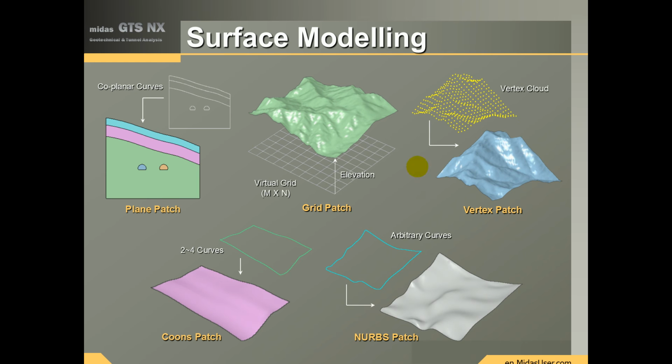For surface modelling, we can create highly irregular 3D surfaces representing actual ground topography and stratigraphy. This can be created within GTS from input data from other sources. Your input data could be in terms of spatial coordinates or geometry edges.